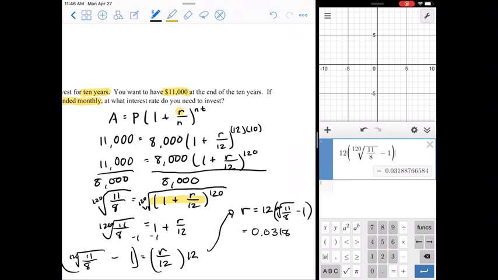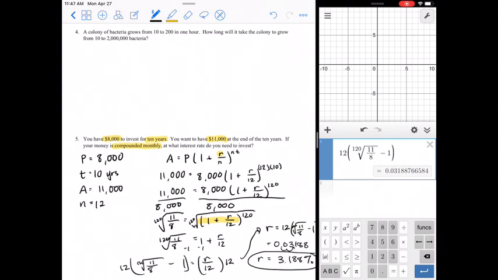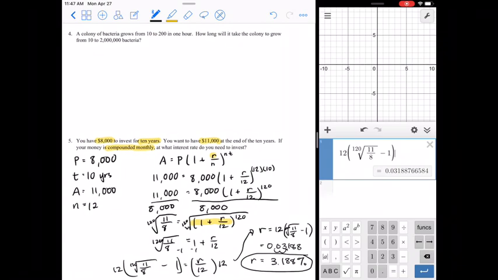But it's not asking for the decimal. When we talk interest rates, we're talking about percentages. And I'm actually going to go one more place. So we're talking about percentages. We're going to convert that decimal to a percent. 3.188% is going to be our final answer. That is the interest rate that you would need to invest your $8,000 at to get $11,000 by the end of those 10 years.